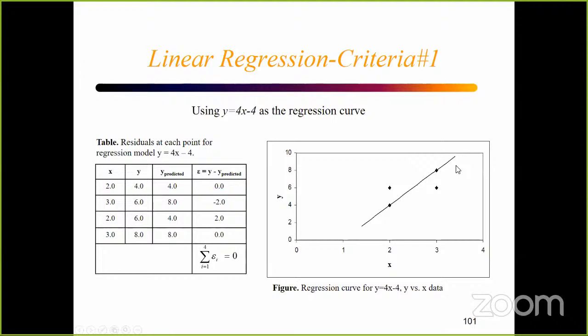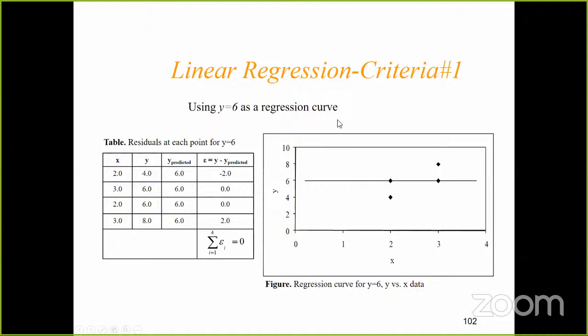If I do like this, y is equal to 4x minus 4 as the regression curve. Residuals at each point of the regression model are as shown here. Y predicted is 4, but y minus y predicted should be 0. Fine. If x is equal to 2, y is the same case. If x is equal to 3, what should be there? Minus 2. See that sigma epsilon i should be 0. Minus 2 plus 2 gets cancelled because we are not considering these 2 points.